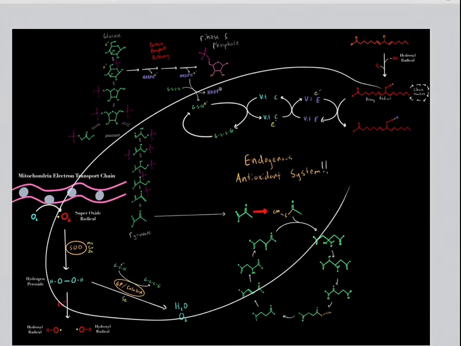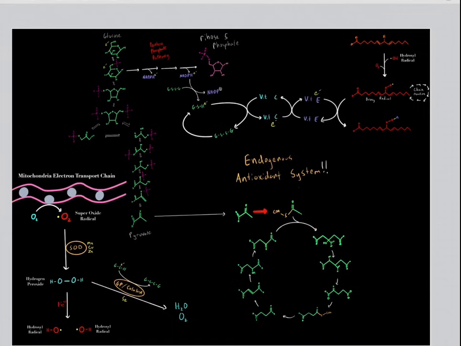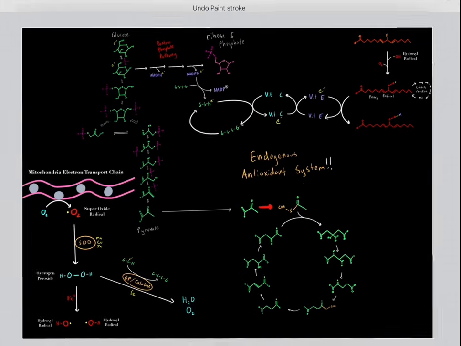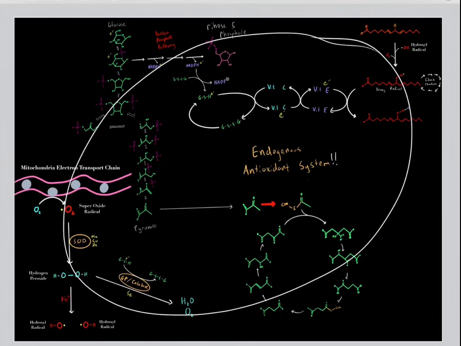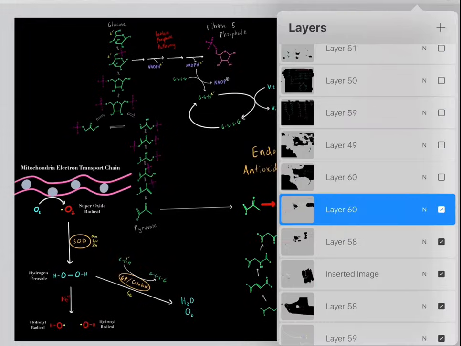So it's important to have a strong endogenous antioxidant system by having lots of vitamin C and vitamin E, and also having the right minerals that are needed for the enzymes in this pathway. For example, selenium and magnesium and copper and zinc. These are important minerals to allow a very strong endogenous antioxidant system.